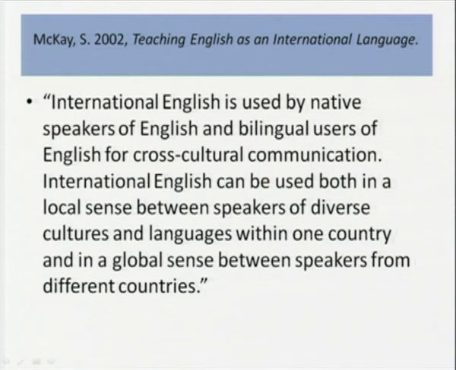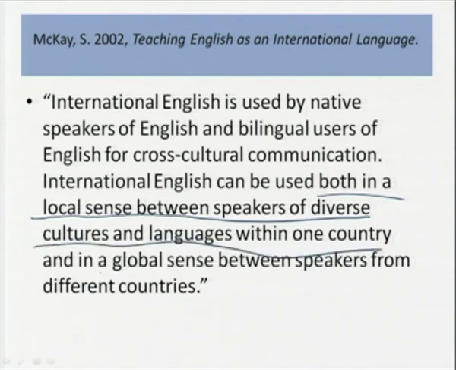Okay, so S. McKay says, international English is used by native speakers of English and bilingual users of English for cross-cultural communication. International English can be used, she mentions here, both in a local sense between speakers of diverse cultures and languages within one community, and in a global sense between speakers from different countries. Now, here we find another angle to it.